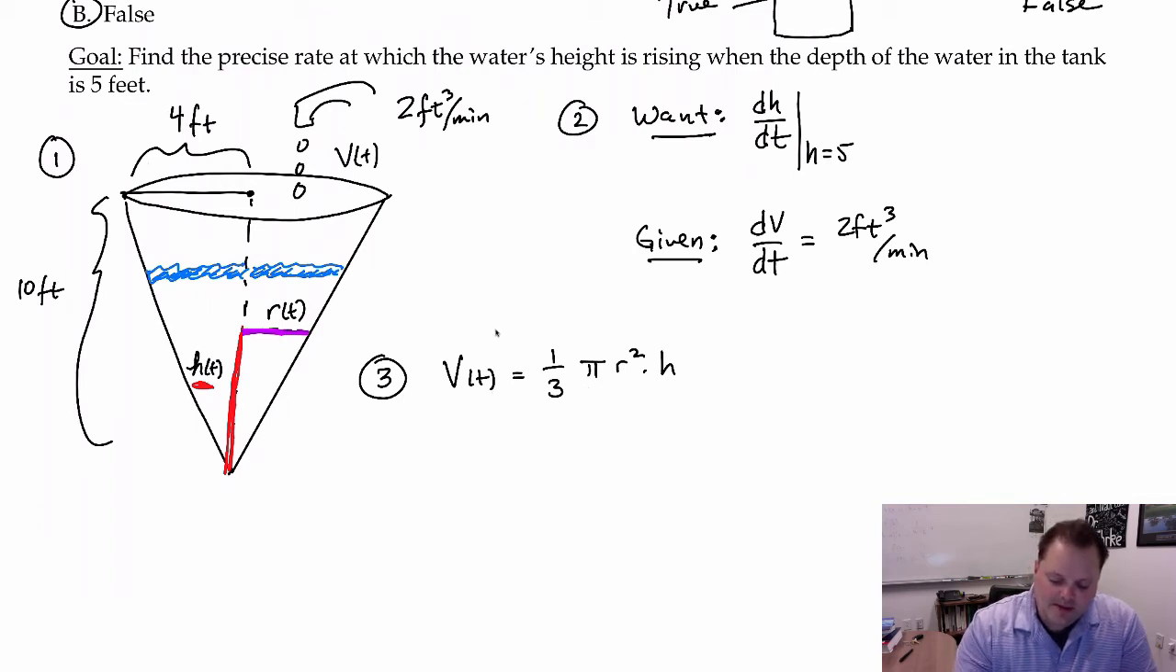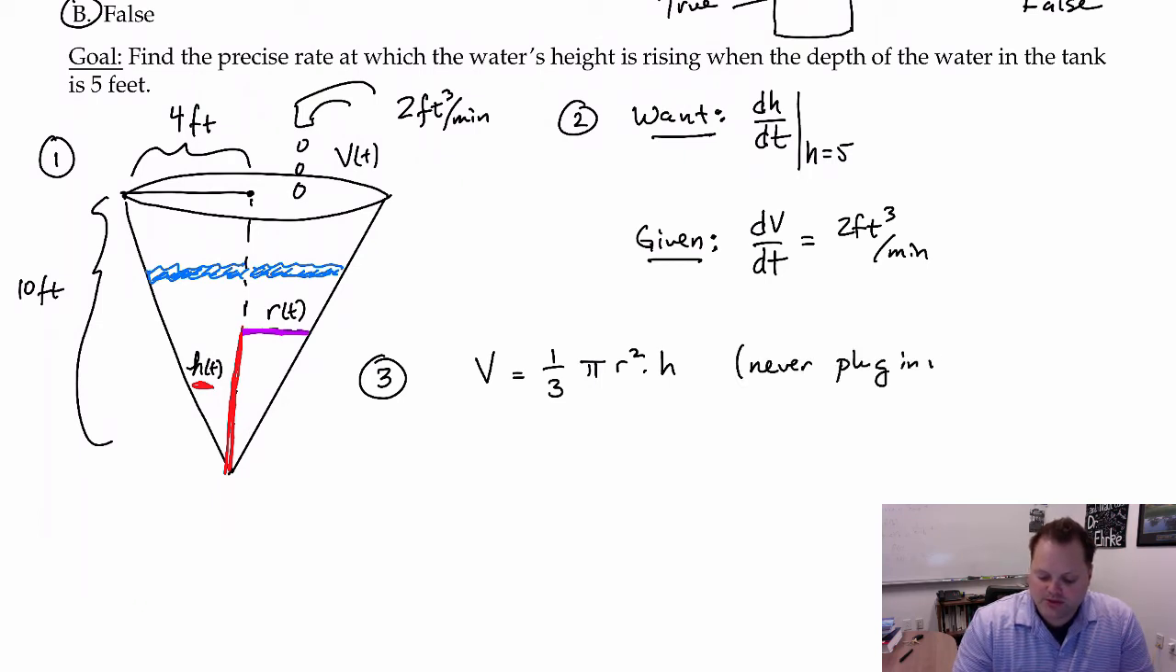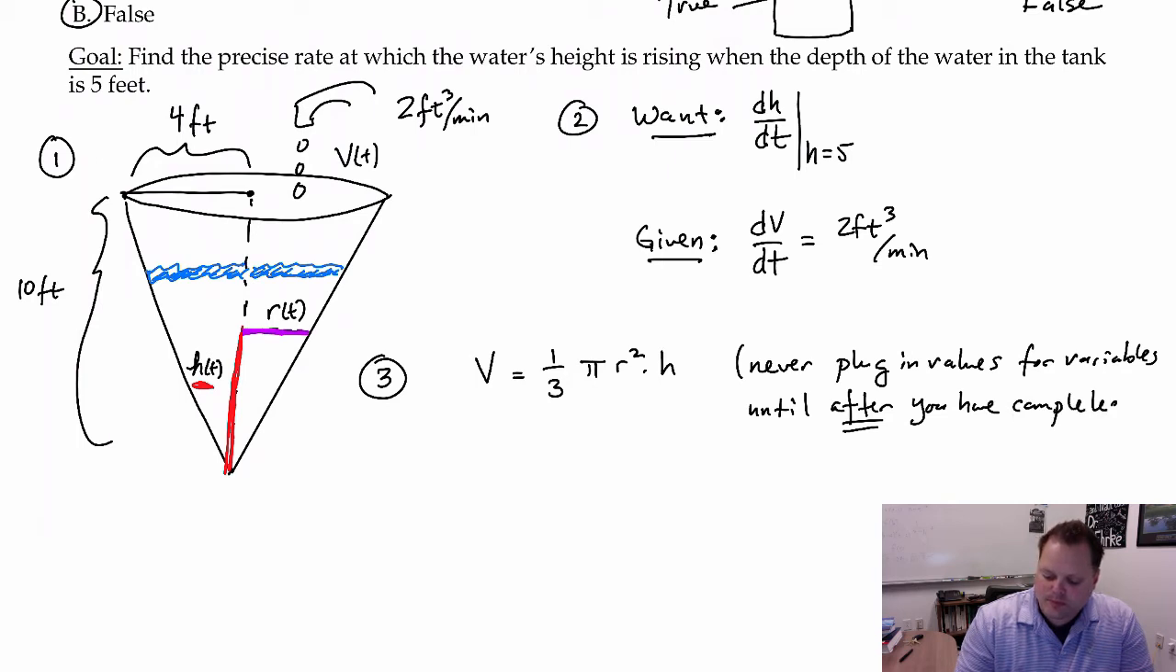And the tendency for most students is to just go ahead and plug in R and plug in H, and that'll give you the volume of the entire tank, but if you try to differentiate that, you're just going to get 0 because everything in that problem will be a constant. So never plug in values for variables until after you have completed step 4, which is the implicit differentiation.